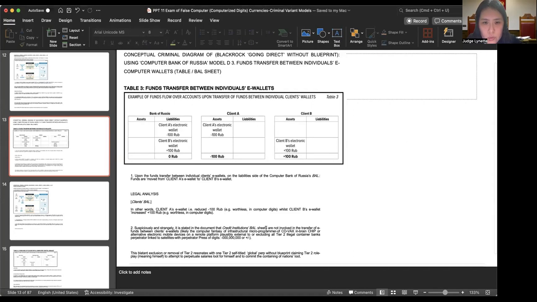So it's stated in the document that credit institutions' balance sheets are not involved in the transfer of e-funds between clients' e-wallets. So infrastructural micro programmable COVAX in-brain chip, alternative electronic mobile devices on a remote platform, possibly external to or excluding all tier 2 illegal container banks, perps linked to satellites with perps press of digit 0000000. So this is the other thing.